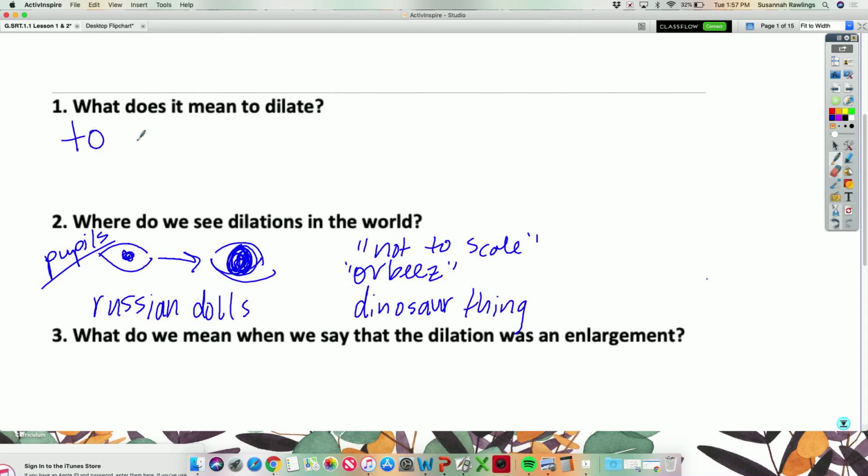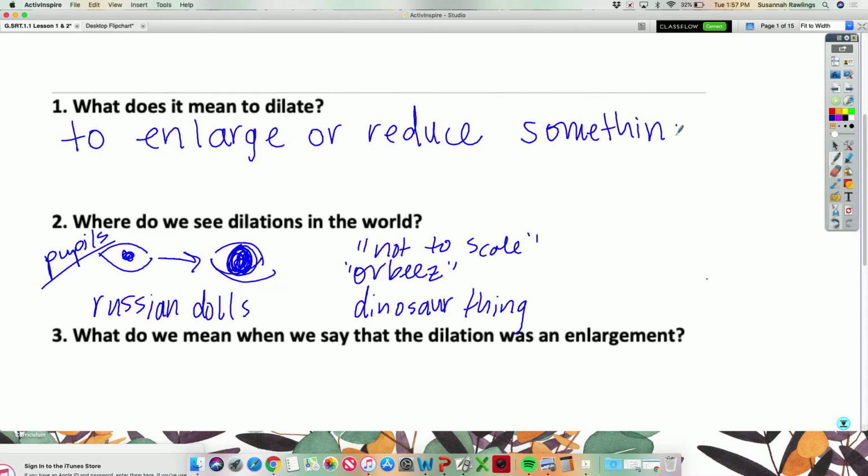So this is to enlarge or reduce. Okay, so the enlarging would obviously be the one that's getting what? Bigger. Reducing is the one that's going to get smaller. So this is to enlarge or reduce something proportionally. And that is the key word here. Have you guys heard that word before? Proportional? Yes. That is like the key word here.